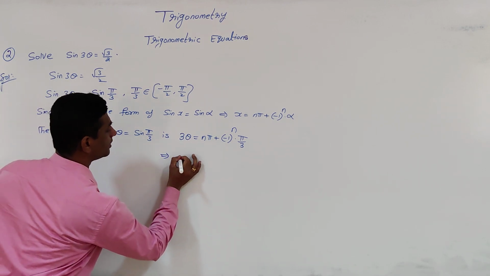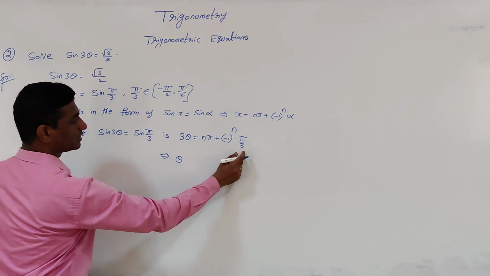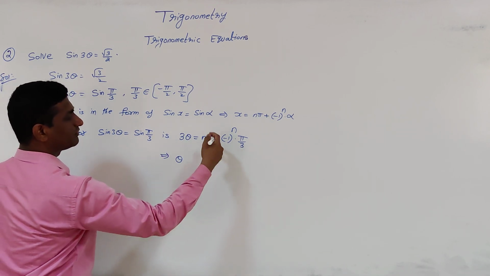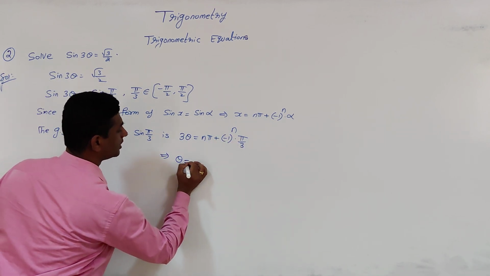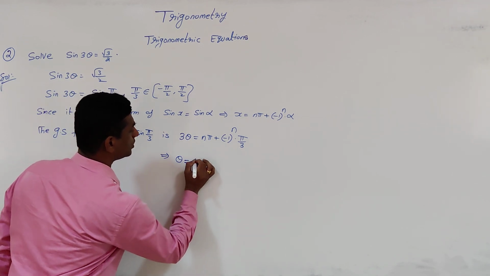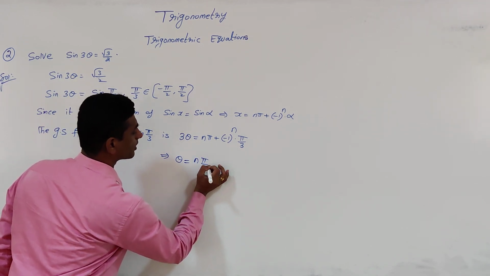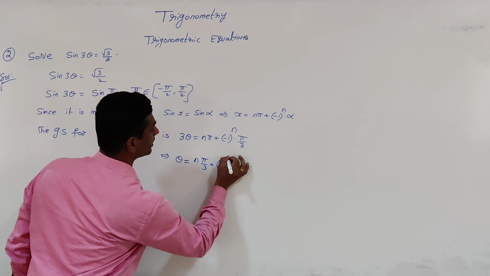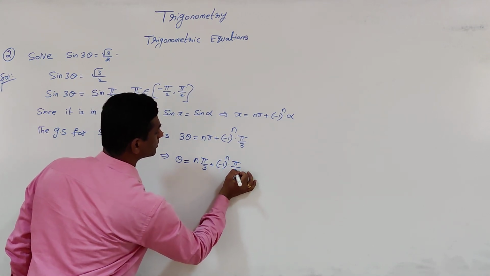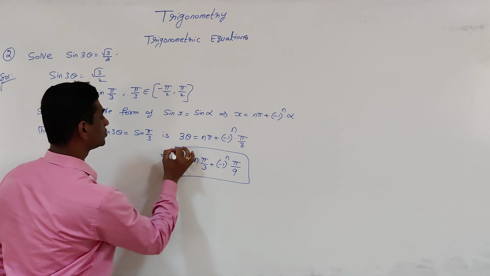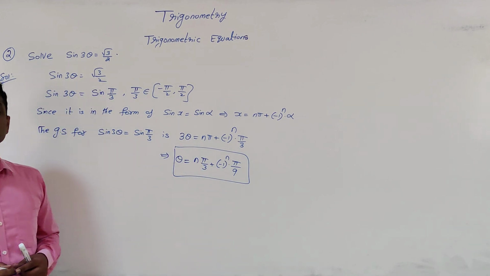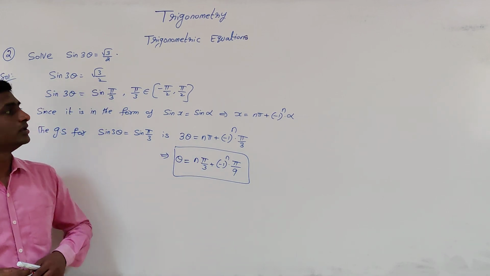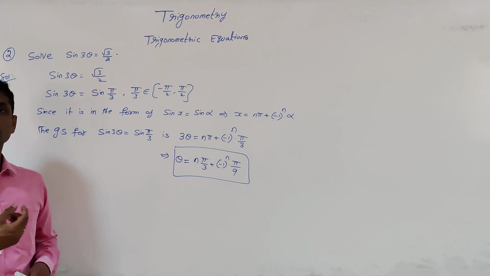Take this 3 to the right, as it is a product, so when it goes to the right it will be division. Theta is equal to n pi by 3 plus minus 1 whole power of n into pi by 9. So that is the general solution for sin 3 theta is equal to root 3 by 2. Next we'll go for a few more topics.